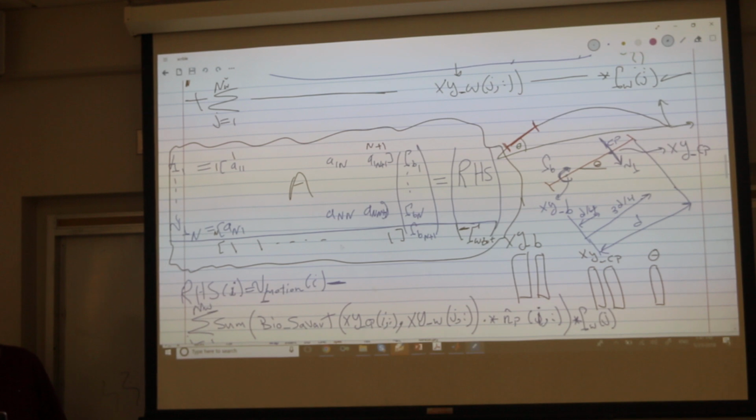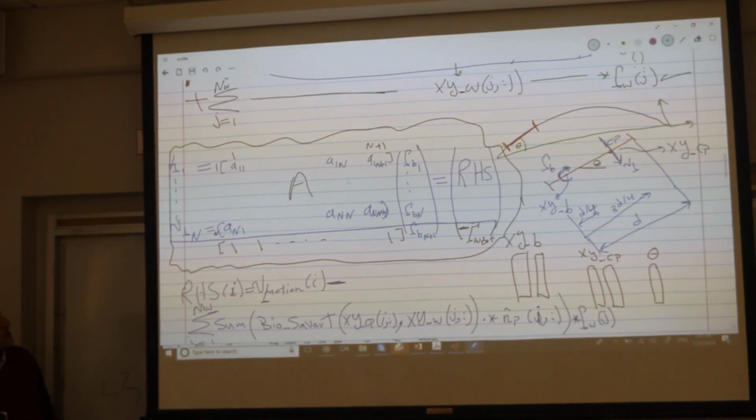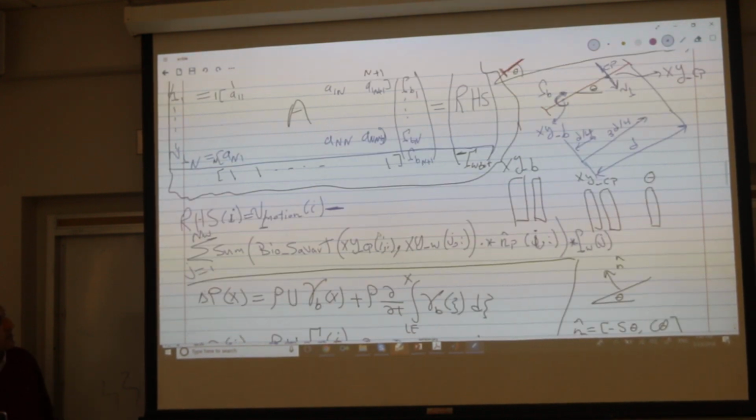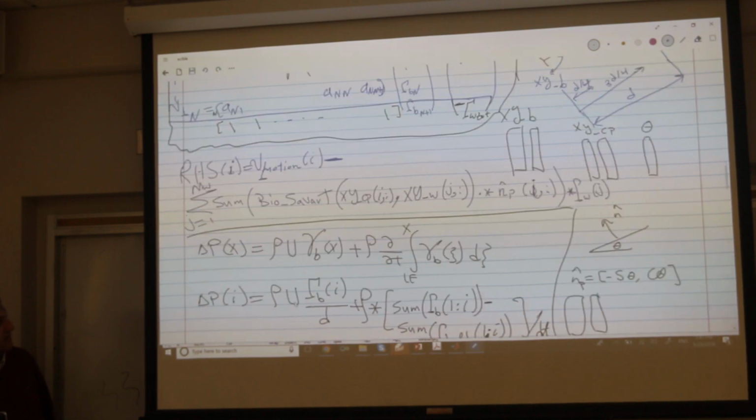So we started doing this. At each time step we will solve here, get the gammas. After you get the gammas, then you're done. If you want to get the pressure distribution, here is the equation, the Unsteady Bernoulli. So the distribution of gamma is simply your gamma of this panel divided by the panel width, d. And this guy is d by dt, or partial t.